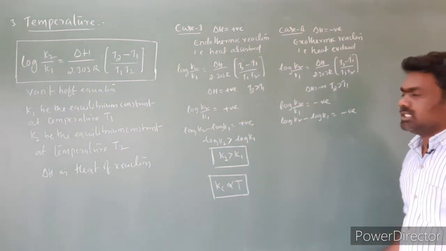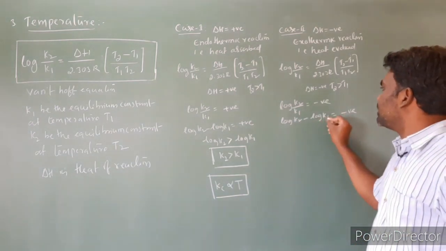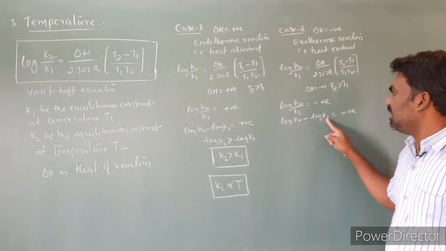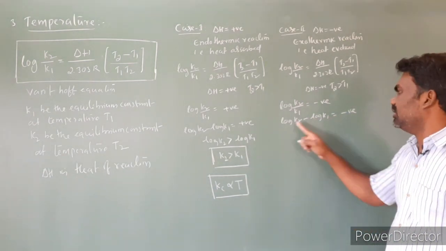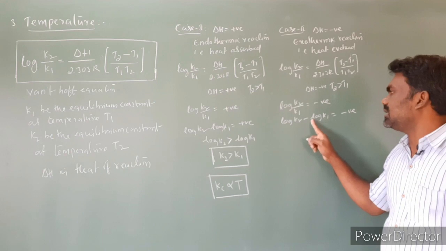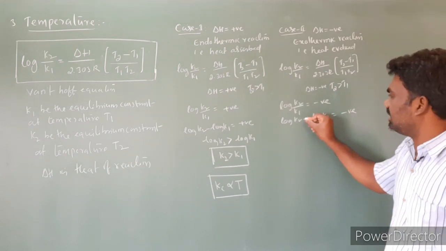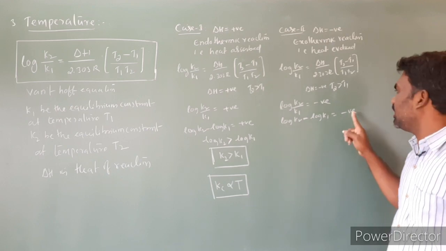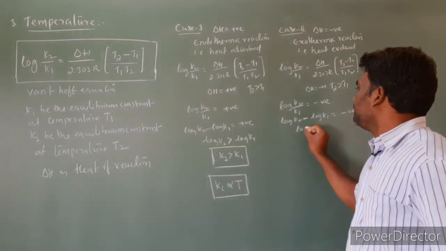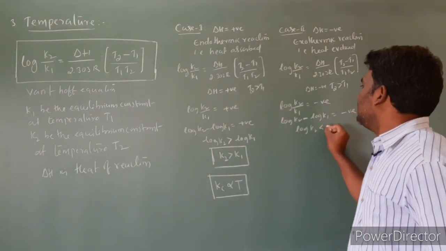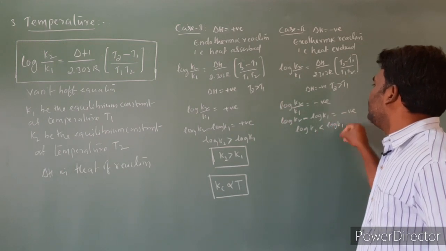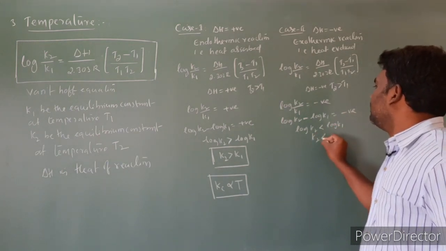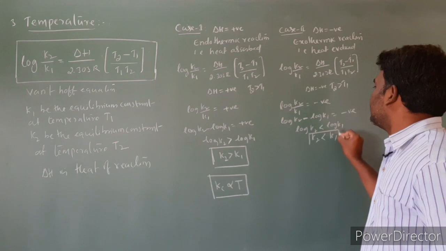We get a negative value. For the value to be negative, log K1 must be more compared to log K2, because it is minus log K1. So log K1 value must be more, then only we get a negative. That means log K2 is less than log K1, that means K2 is less than K1. This is the second case.